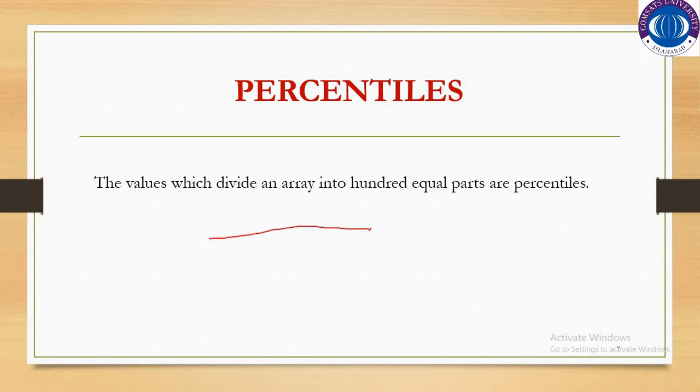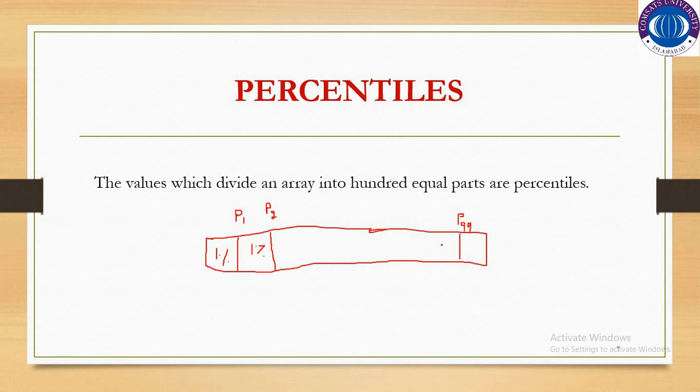So let's suppose this is the data and you divide it. This one is the first part and this one is P1, below which is 1% of the area, as you are dividing into 100 equal parts. Next one is P2, and again 1% of the area. And the last one will be P99, as we are dividing into 100 equal parts, and above which also is 1% of the area.